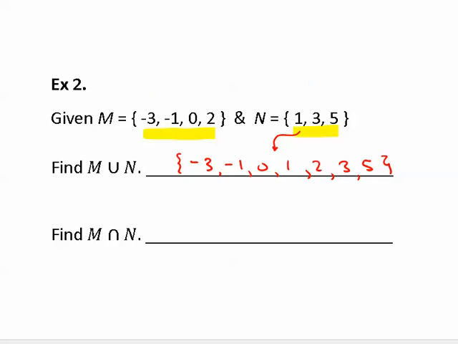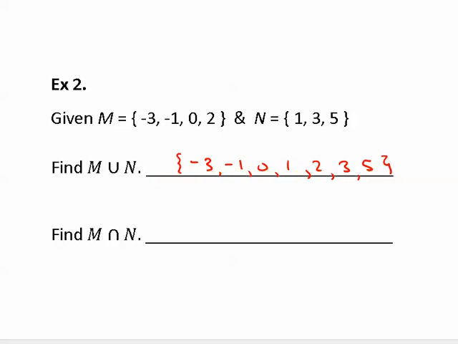And let's just verify our answer. We do that by looking at element 3. Is 3 in at least one of the sets? Yes. Is -1 in at least one of the sets? Yes. 0, yes. 1, 2, 3, and 5. So we've listed all of the elements that belong in one or the other. It could be in both. So the union of the two contains 7 elements.